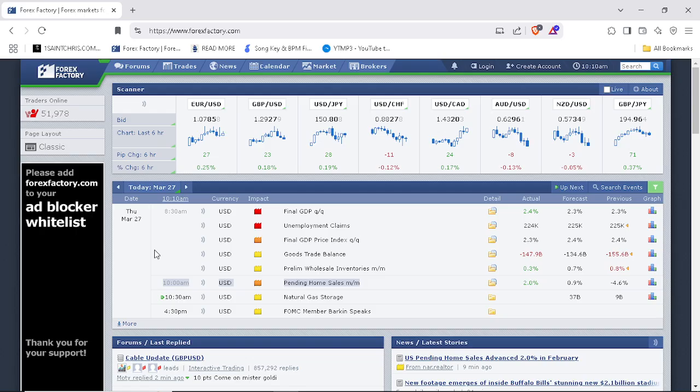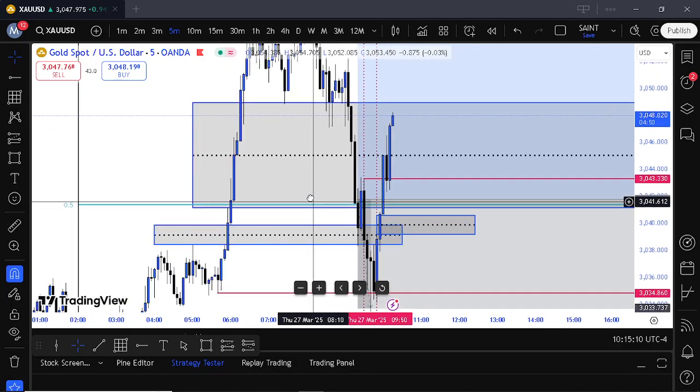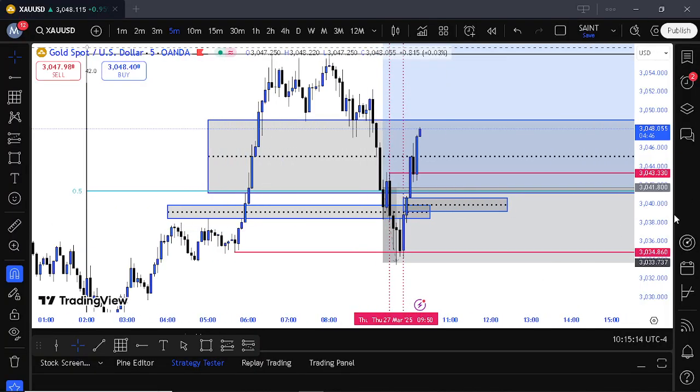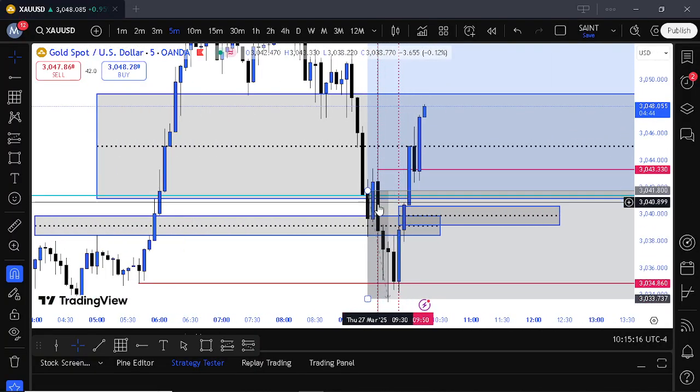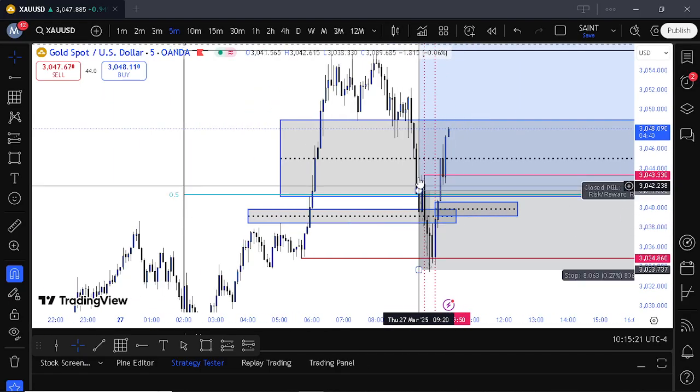I wasn't really expecting much from this news, but that's why I traded early. We had final GDP today and unemployment claims, but that was at 8:30. So I was saying that was enough time for things to settle. But we had the 10 o'clock news, and I should have really waited until that. But that was one mistake.